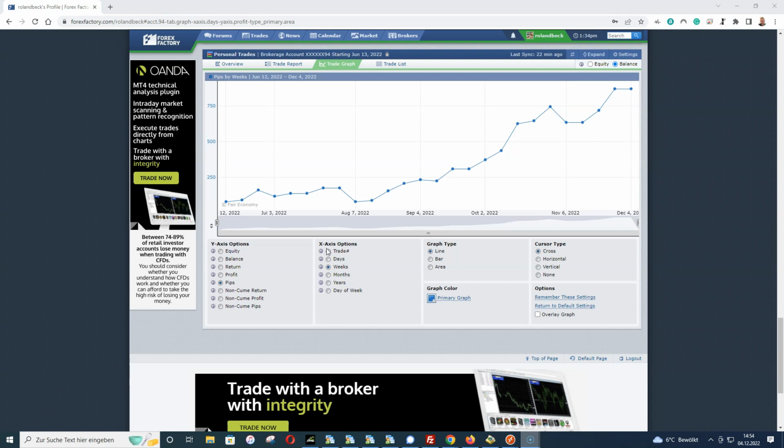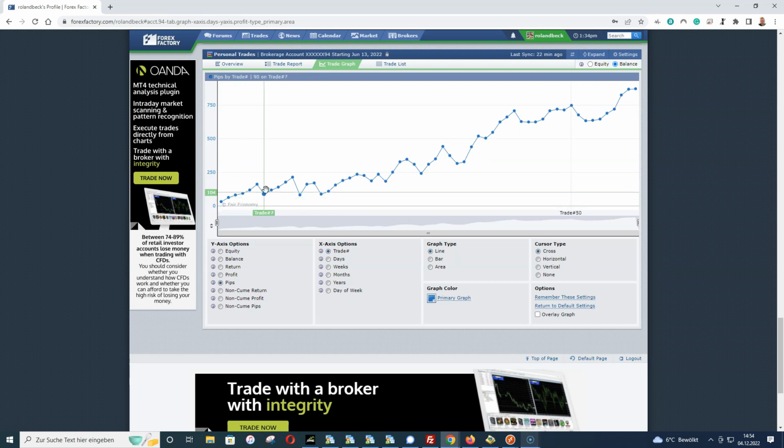Let me change to the view trade by trade. So if we click here, then we can see every trade I made since June, and this is what a good profit statistic should look like, that you have an up move, a little bit down, up, a little bit down, up and down, up and down. So mostly like a trend on a chart.